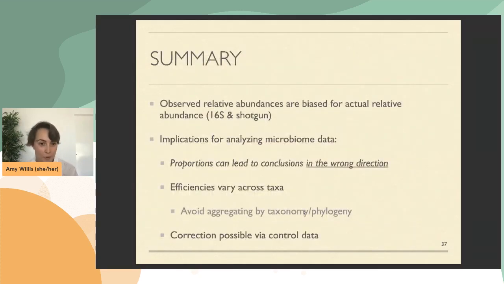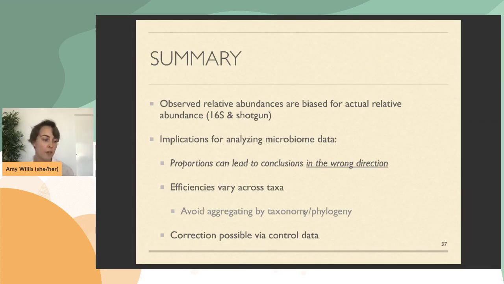So I'll close with a quick summary before acknowledging support and collaborators. If you take nothing else away from this talk, I really want you to take away that observed relative abundances are biased estimates of true relative abundances. And I've talked about 16S data today, but the same is true with shotgun data. And I have some supplementary slides showing that if folks are interested.